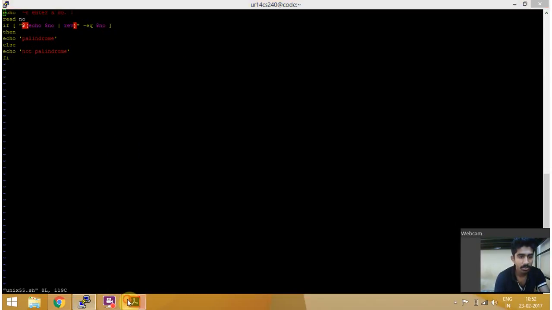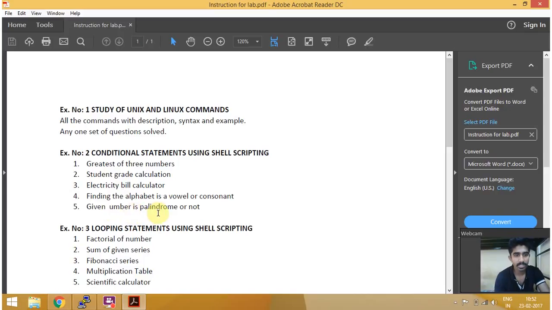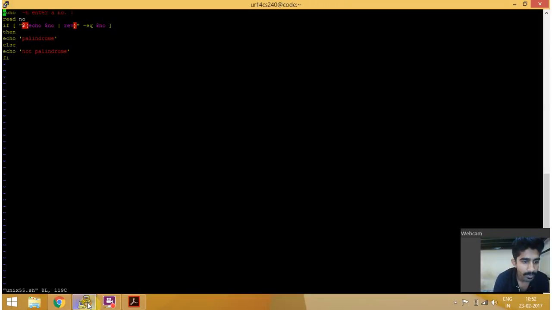The fifth question was to check whether a given number is a palindrome or not. For that, my code is simple. First we should enter a number and read that number. The number will be stored in NO, where NO represents the number. Then we take the echo of the number and reverse it. It should be equal to the number which we are giving. Then it will print palindrome. Otherwise, it will print not palindrome.